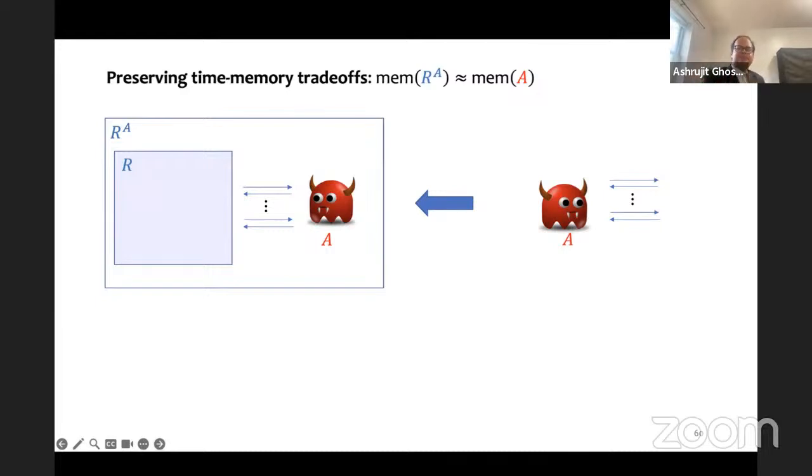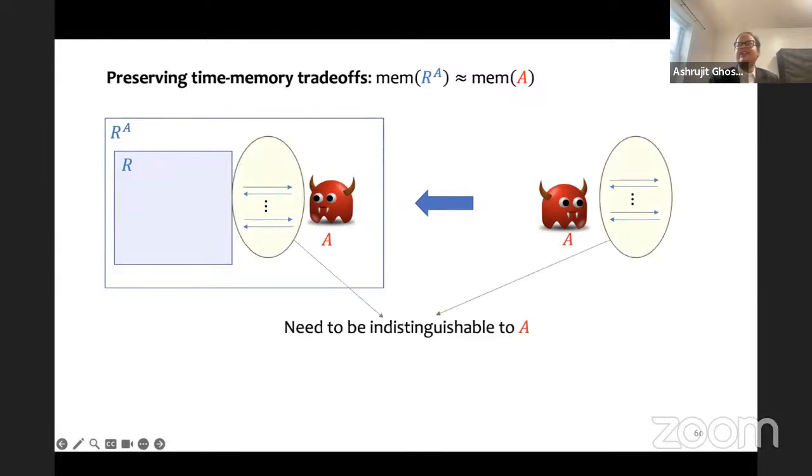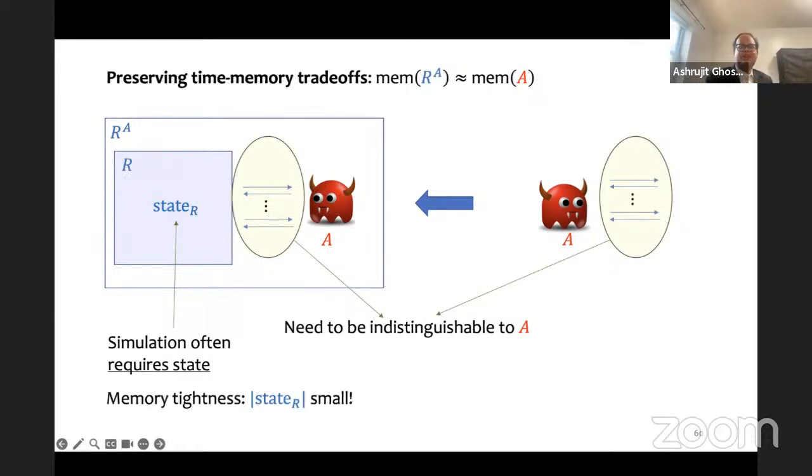Taking a step back, the main task R needs to accomplish here is that it needs to simulate the challenger for the security game of sigma in a way that is indistinguishable to A from its interaction with the real challenger. And this simulation often requires R to store some state. And for R to preserve time memory trade-offs, this state has to be small.